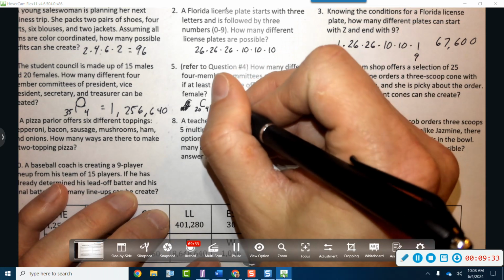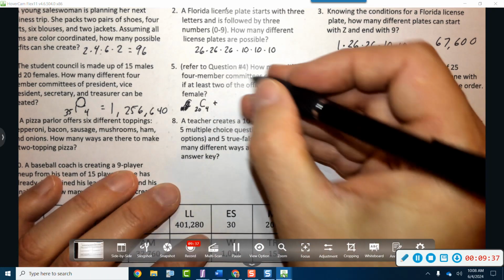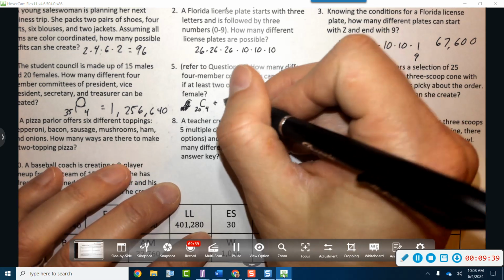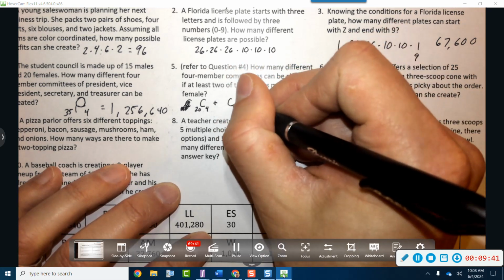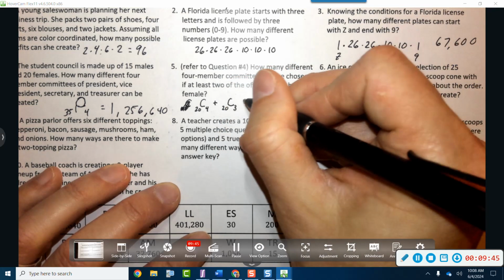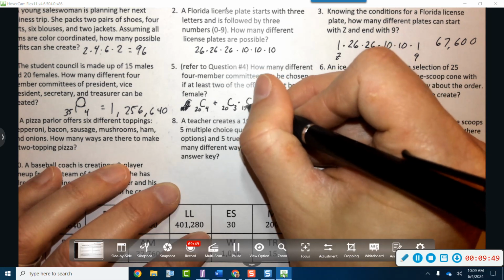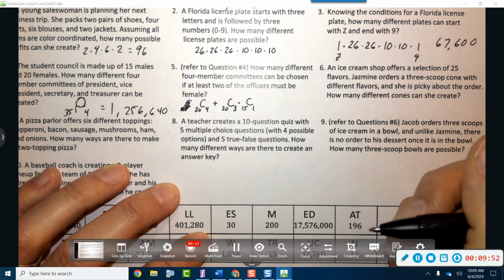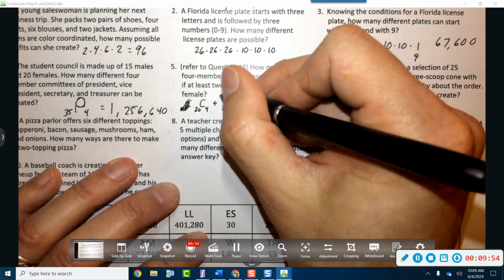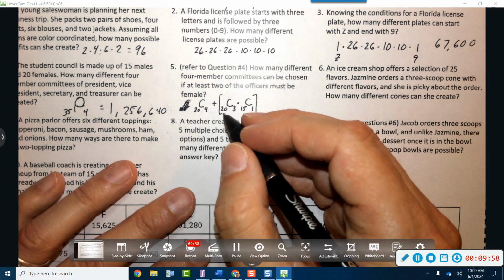But now you're going to add, so this is if all 4 females were chosen. If you're going to add the situation where out of 20 you grab 3 females, then you need to multiply by the fact that you need at least 1 male. So notice that this is the second possible situation.